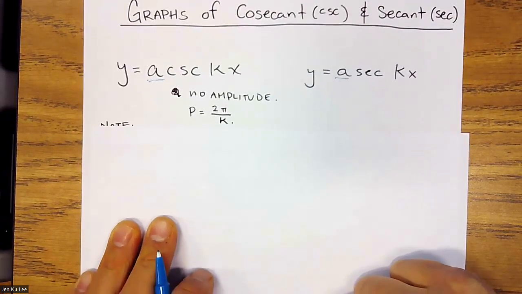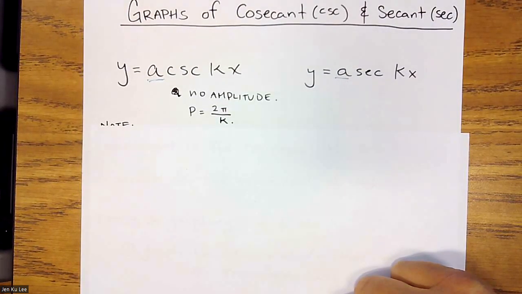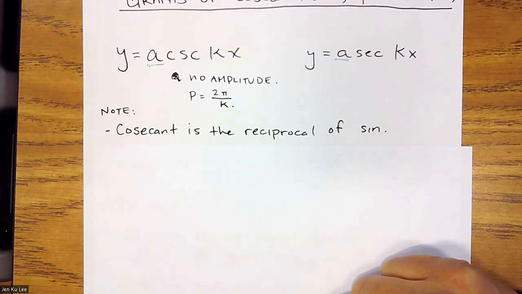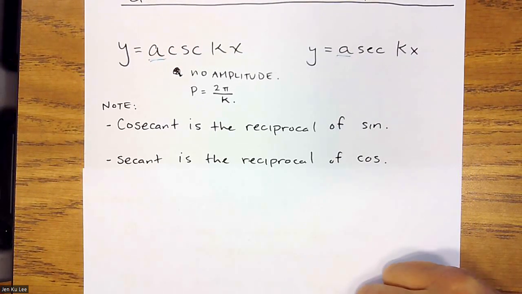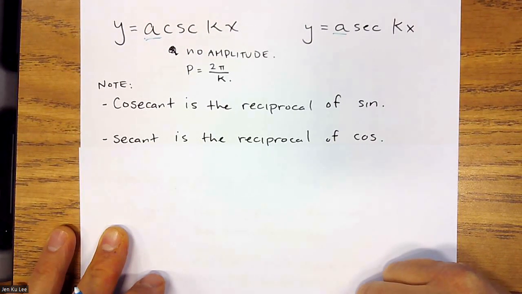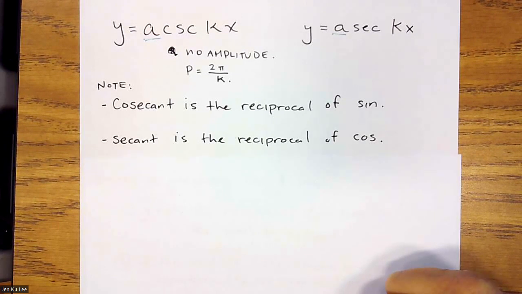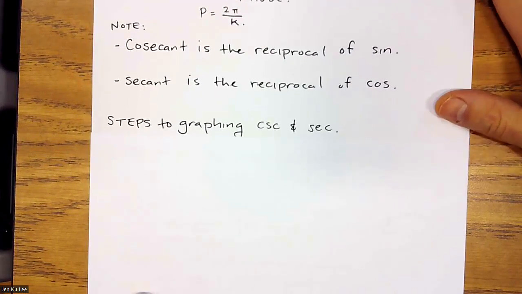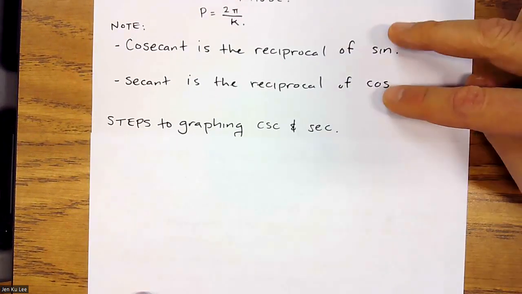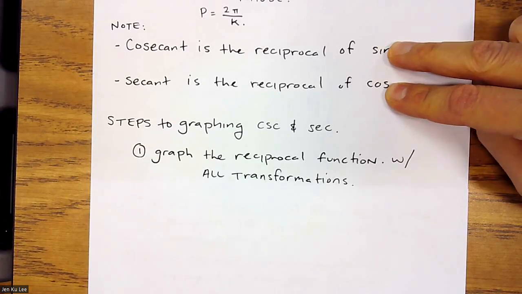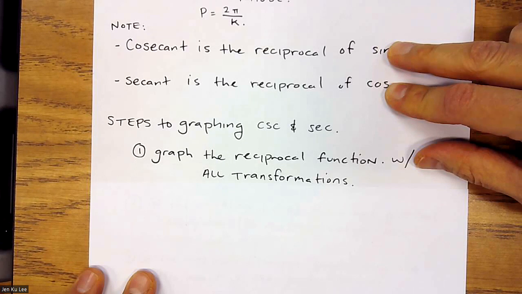Some things to note before we move on to the graphing of these. Cosecant is the reciprocal of sine, so we're going to use that fact to help us graph, and also secant is the reciprocal of cosine. Here are the steps to graphing cosecant and secant. The first step is to graph the reciprocal function with all the transformations.